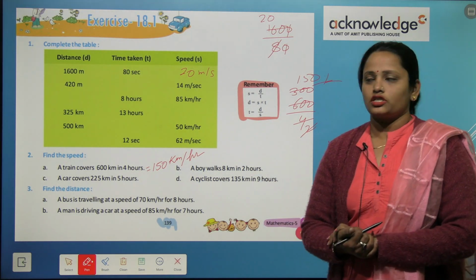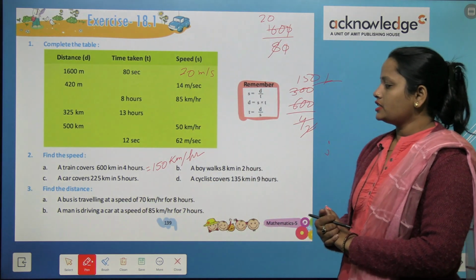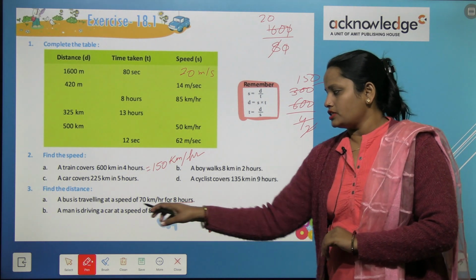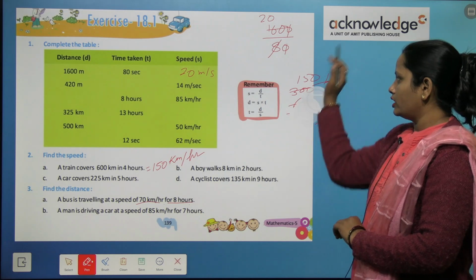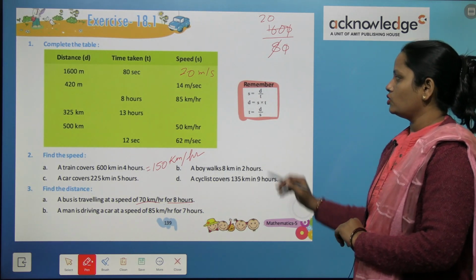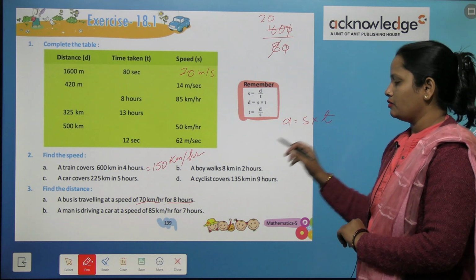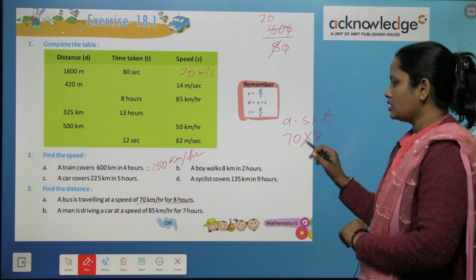Now let's move on to question number 3. Find the distance. A bus is traveling at the speed of 70 km per hour for 8 hours. So 8 hours तक बस ने travel किया इतना. What we have to find out here? We have to find out the distance. So the distance formula is speed multiply time. So the speed was 70 and the time was 8.